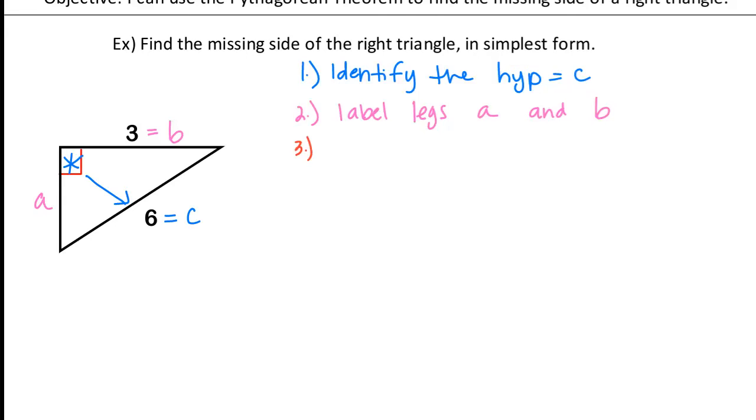Step 3 is you're going to use the Pythagorean Theorem, which is A squared plus B squared equals C squared. So just plug everything in. I don't have an A, so I'm just going to leave it as A squared. My B side, though, B is 3. So I'm going to go plus 3 squared is equal to the hypotenuse squared. The hypotenuse is 6, so I'm going to put 6 squared for that one.